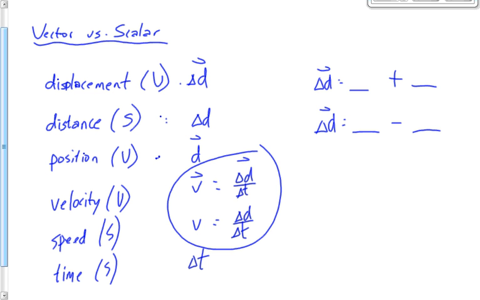What do I do with positions? Do I add them or do I subtract them to get displacement? I subtract them. Okay, if you've got two different positions, a final and initial position, like in the example that I just gave you, we're going to subtract those two numbers.